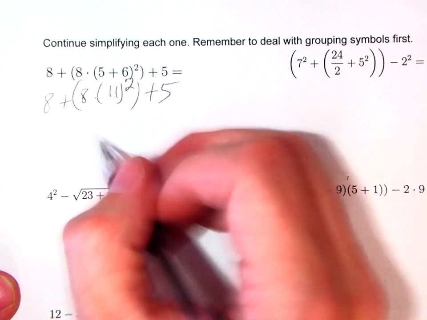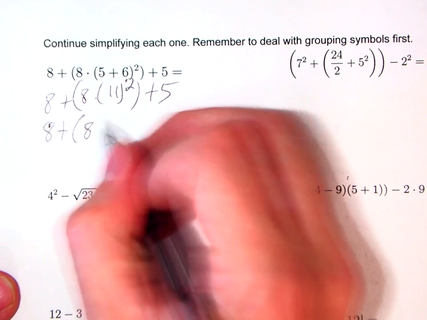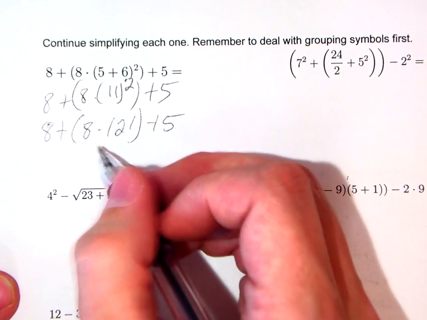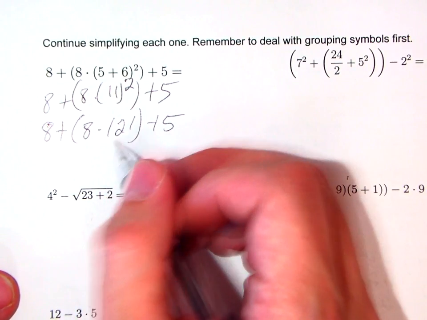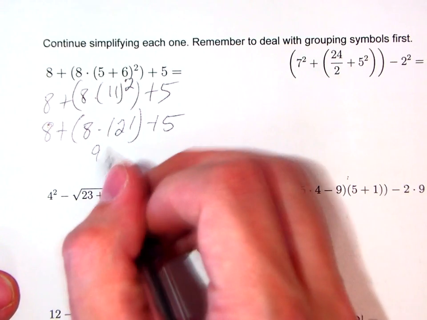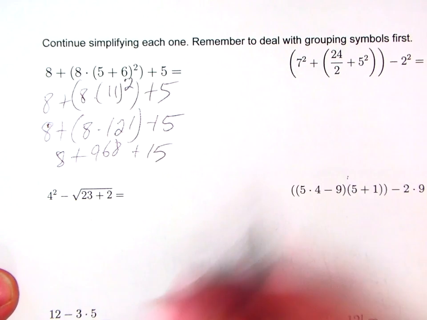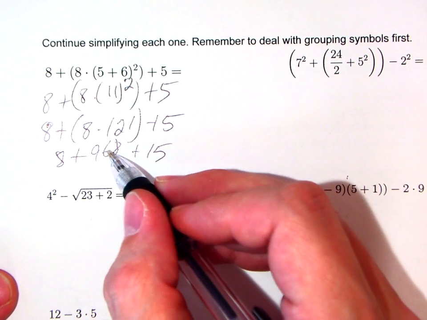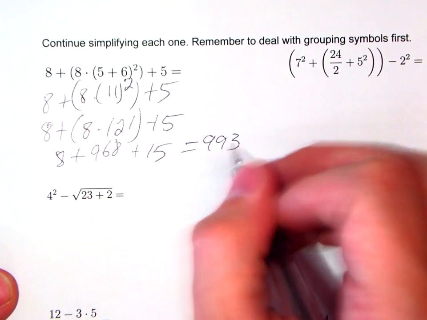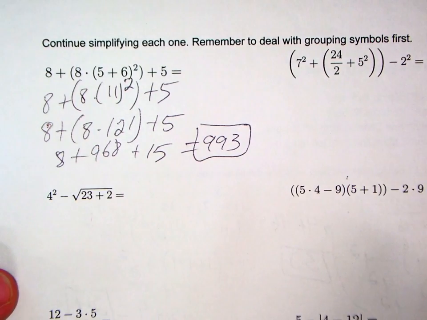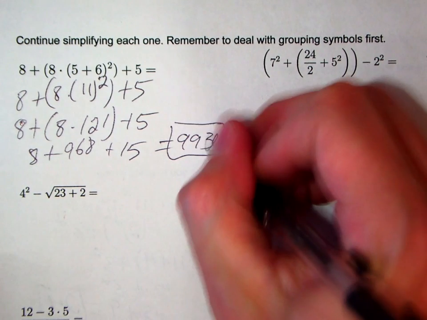So 11 squared is 121. So this becomes 8 times 121 plus 5. 8 times 121 is 800, 160, and 8, 968. And if we add 23 to this, 993. 991, excuse me.